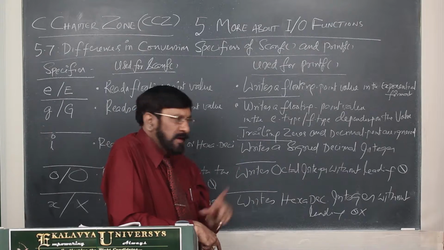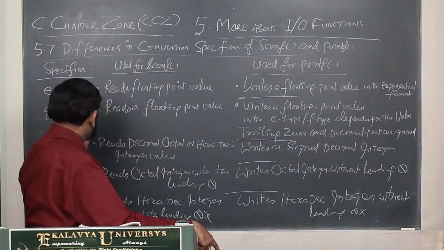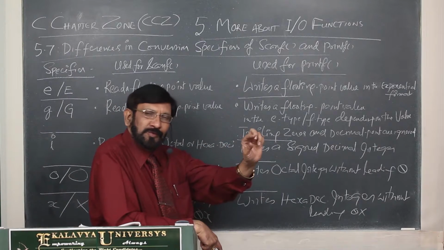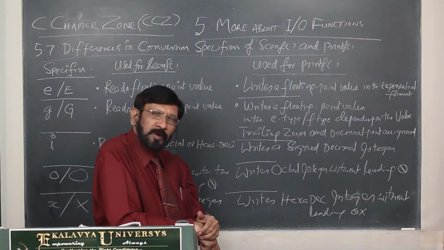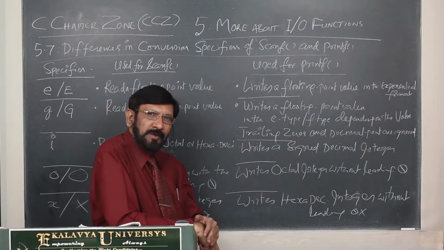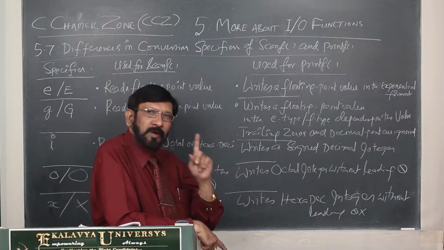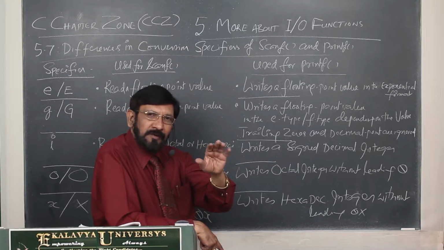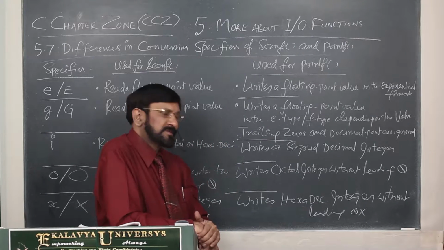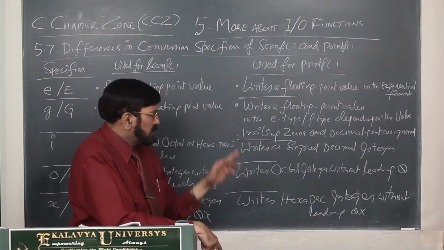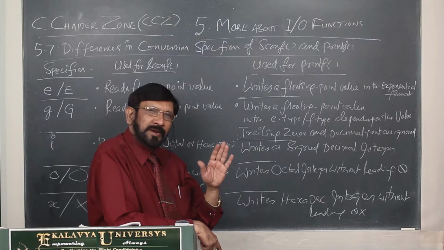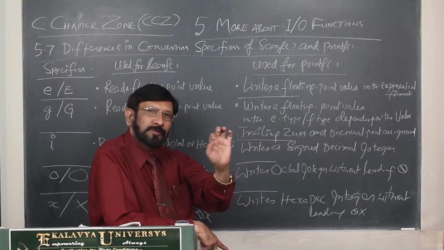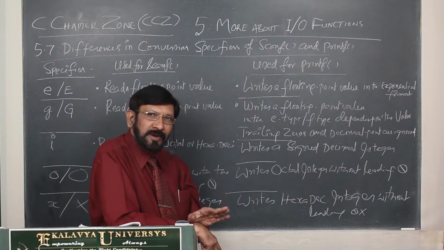Another advantage is there. If you use percentage f and you have given the value 1.234, how is it printed? 1.234000, six digits are printed after the decimal point. If you use percentage g, the trailing zeros are not printed. That means the value is printed as 1.234.